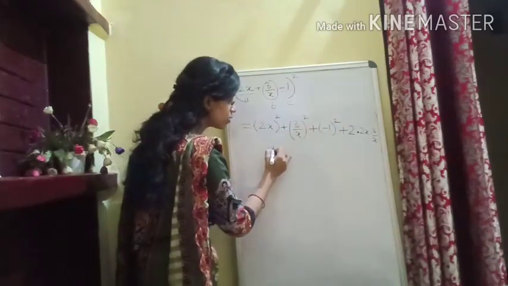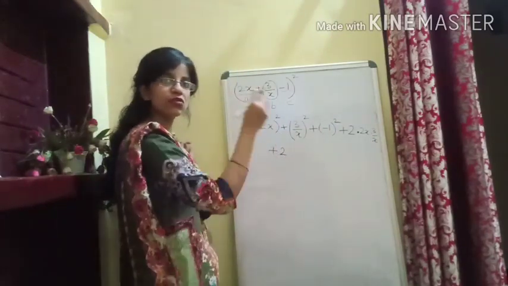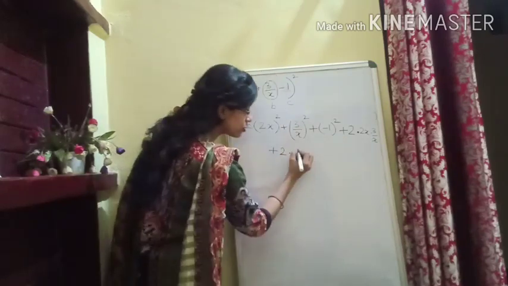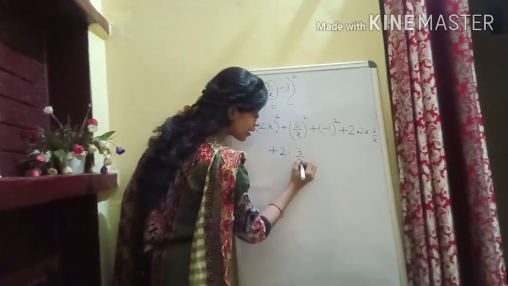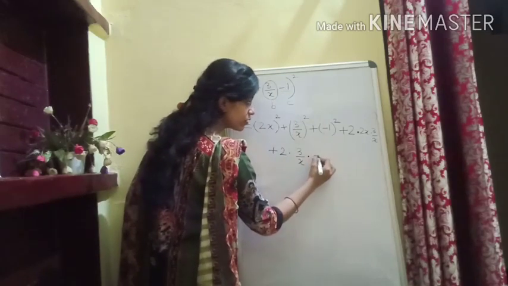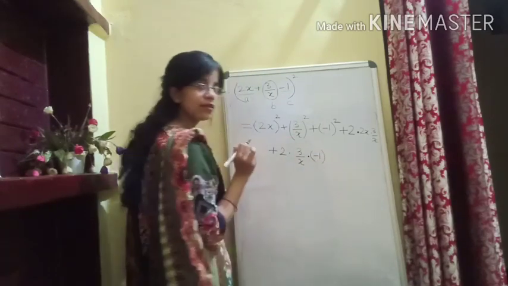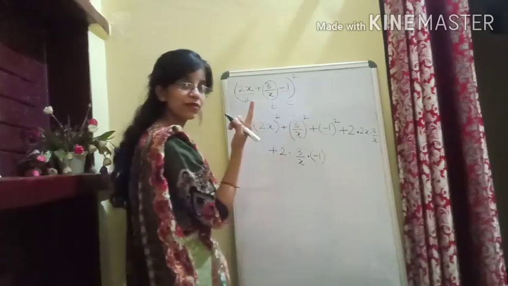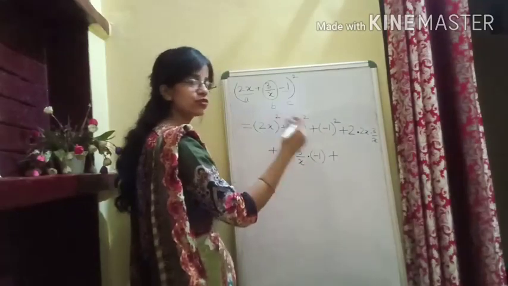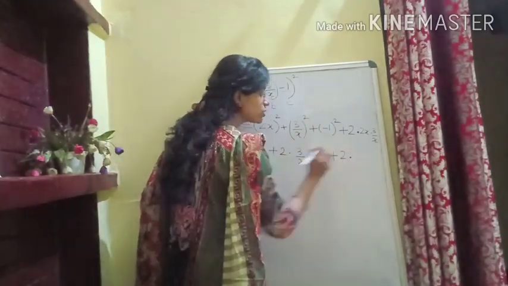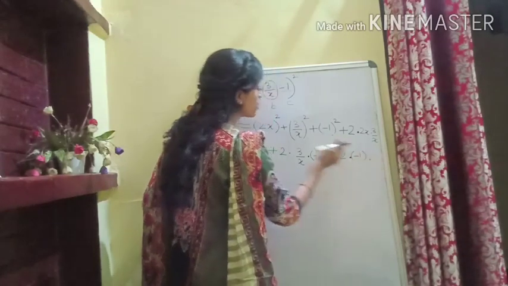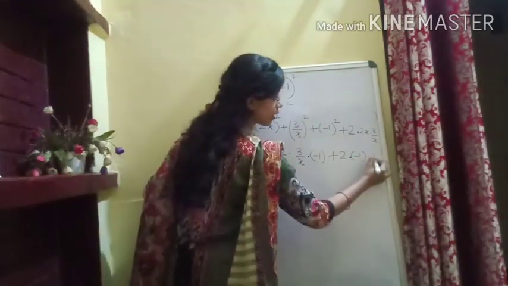What is the next term? Plus 2 into b into c. What is b? It is 3 upon x, so we are going to write 3 upon x into c, which is minus 1. Since it is minus 1, we write it in a bracket. Now what is the next term, if you can recall? After 2ab and 2bc, plus 2 into c into a. What is your c? Minus 1, into a, which is 2x.